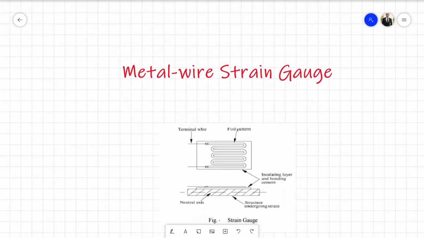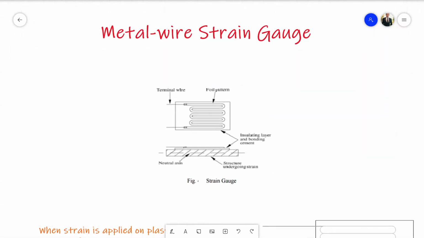I'm going to share some interesting facts about metal wire strain gauges. In A-level physics, there is a less detailed portion, but when you do further studies, you will find the most interesting things in metal wire strain gauges.